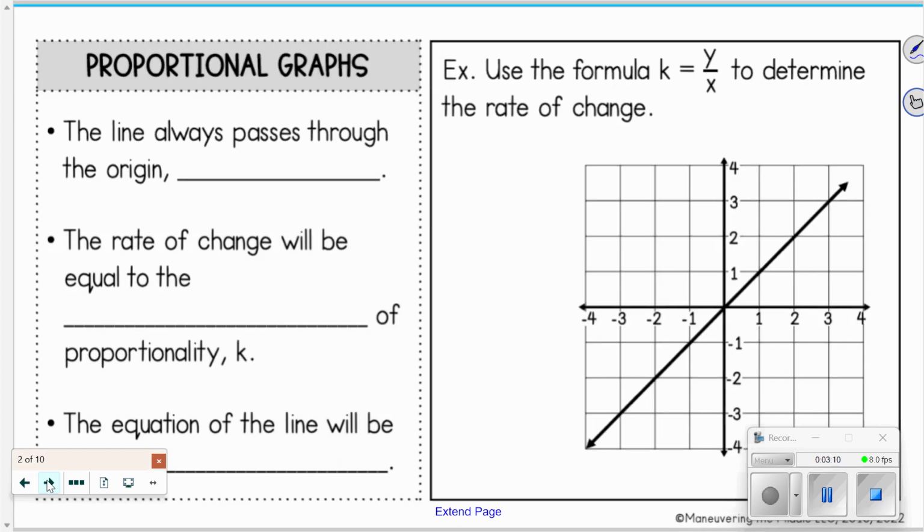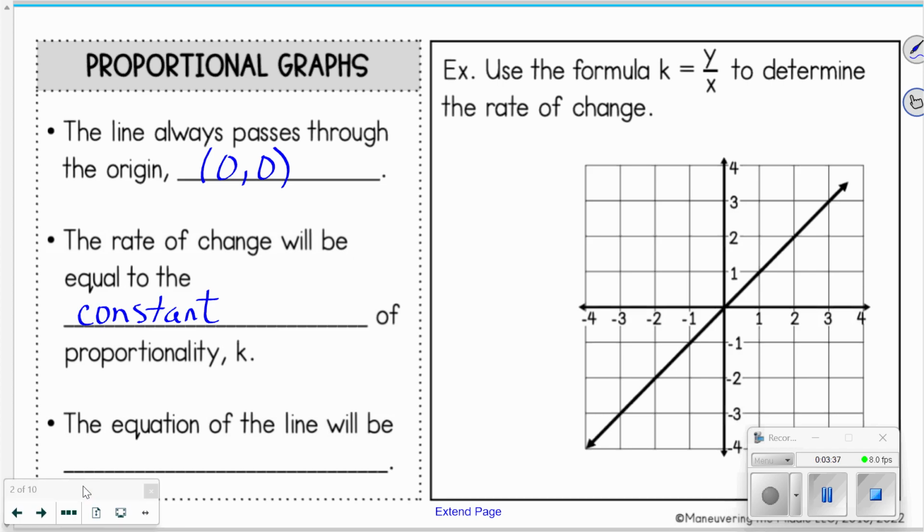Okay, let's take a look at the next set. So the line always passes through the origin, which we refer to as the ordered pair 0, 0. The rate of change will be equal to the what? Positive proportionality. So did we talk about the rate of change before too? Good. So the equation of the line will be what? What equation would I use for this line? Okay, that is your positive proportionality.